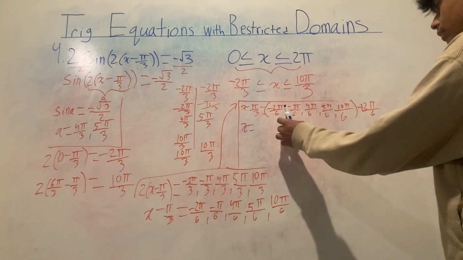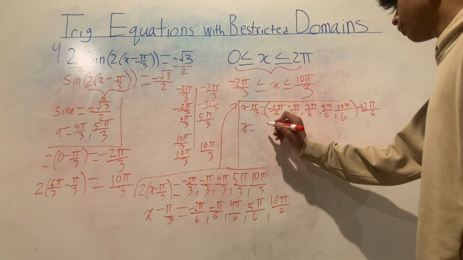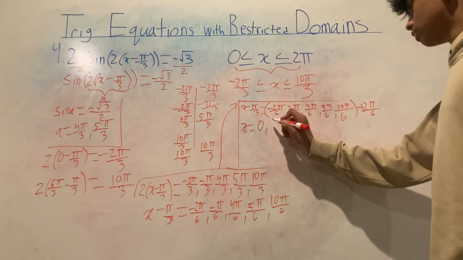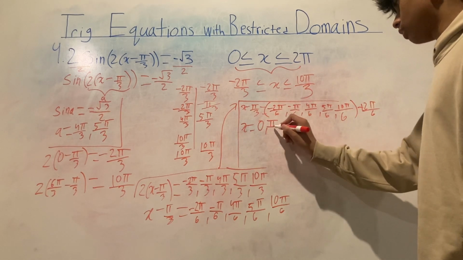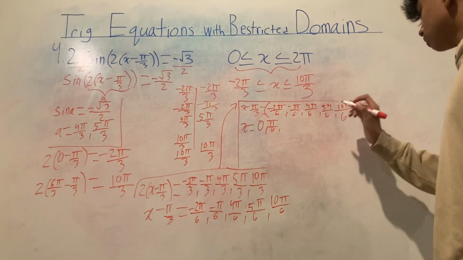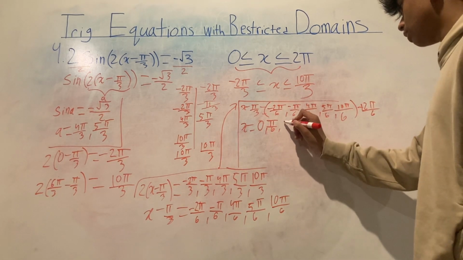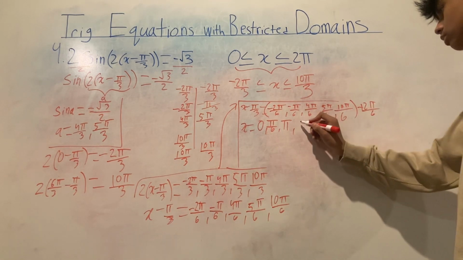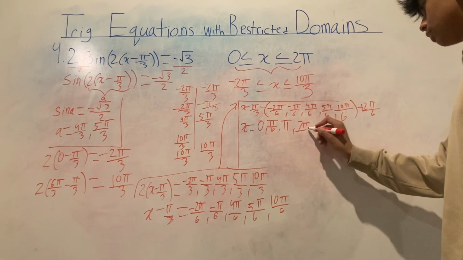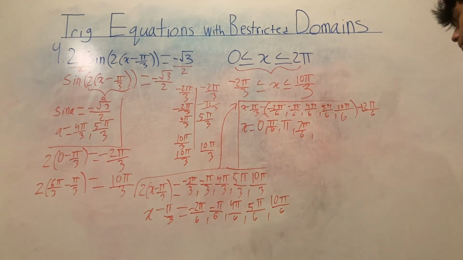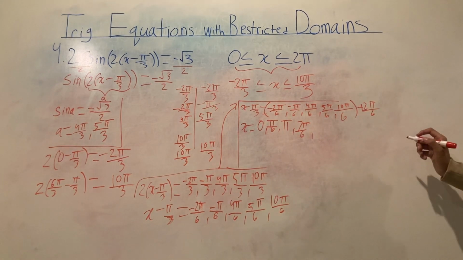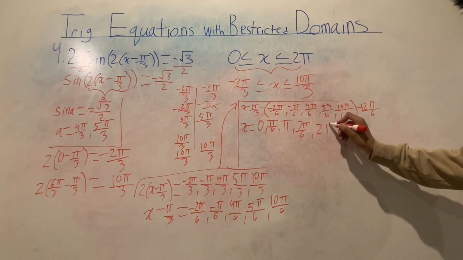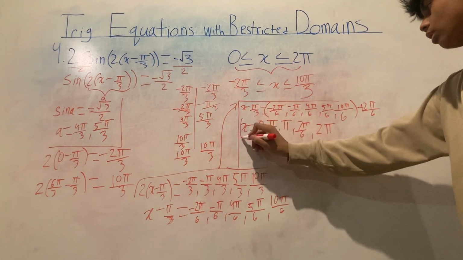So negative 2 pi over 6 plus 2 pi over 6 is 0. Negative pi over 6 plus 2 pi over 6 is pi over 6. 4 pi over 6 plus 2 pi over 6 is just pi. 5 pi over 6 plus 2 pi over 6, 7 pi over 6. And last one, 10 pi over 6 plus 2 pi over 6 is 12 pi over 6, which just ends up being 2 pi. And these are our answers.